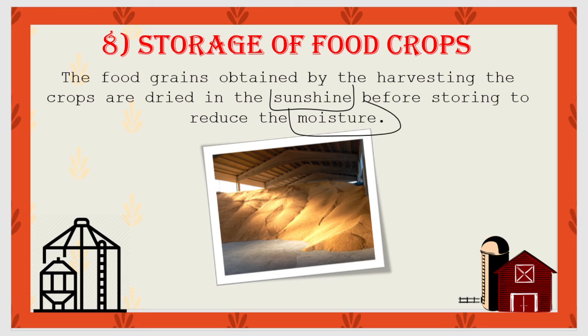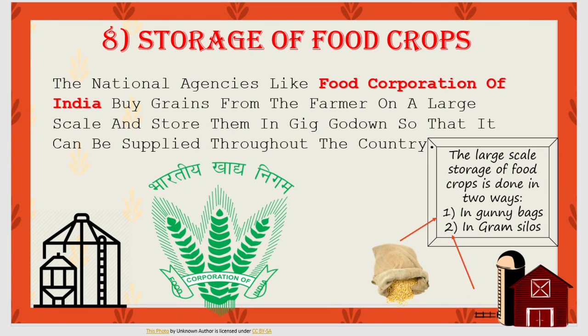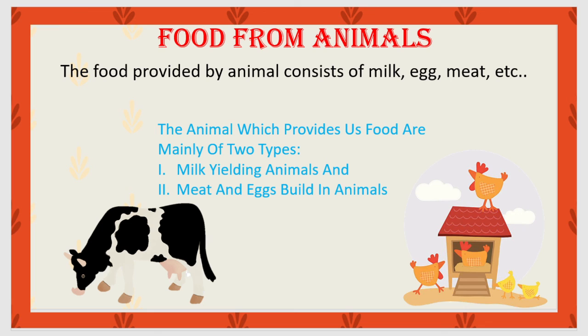Now, the farmer stores the dried food grains at home in metal bins and jute bags, which are also called gunny bags. But at higher production of crops, what happens? National agencies like the Food Corporation of India buy grains from the farmers on a large scale and store them in big godowns, so that it can be supplied throughout the country. So there are two ways in which they are stored: gunny bags, and then we have grain silos. Gunny bags are nothing but jute bags.